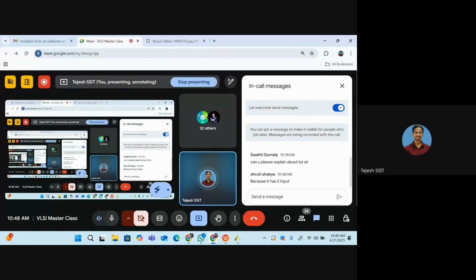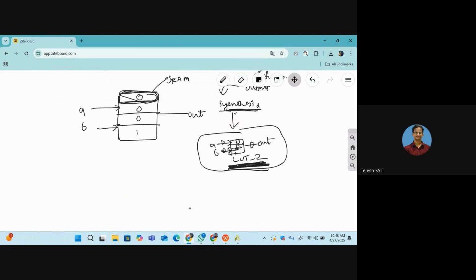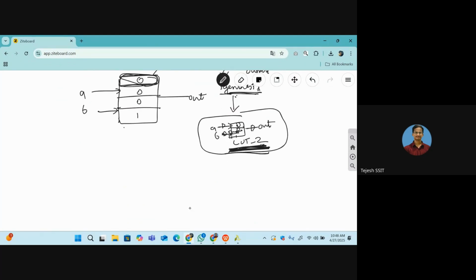Because they have two inputs only. That's it. See this one, this LUT2 means there are only two inputs. So that's why we can call it a LUT2.